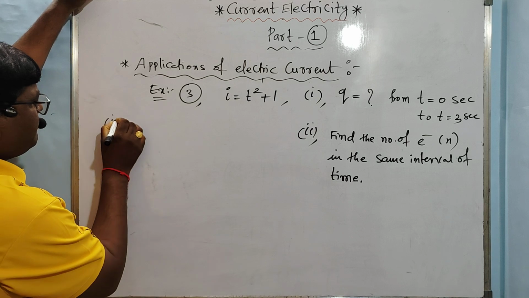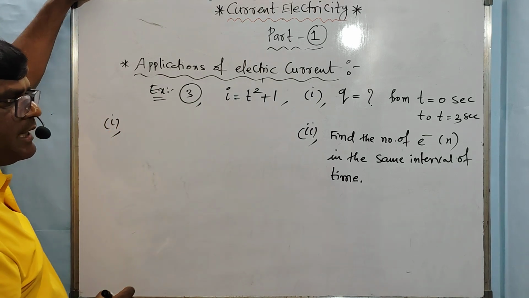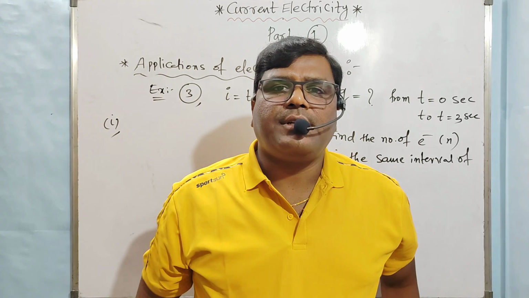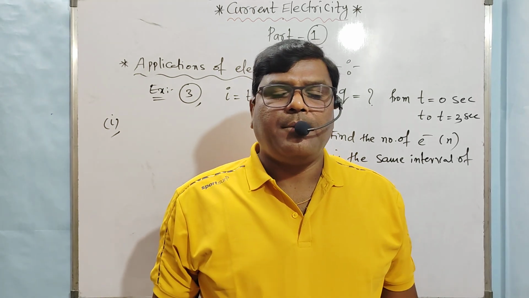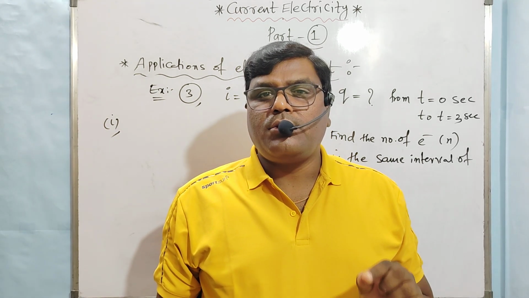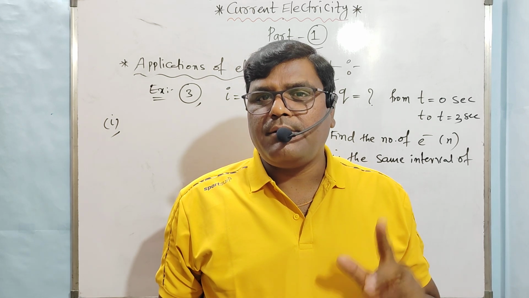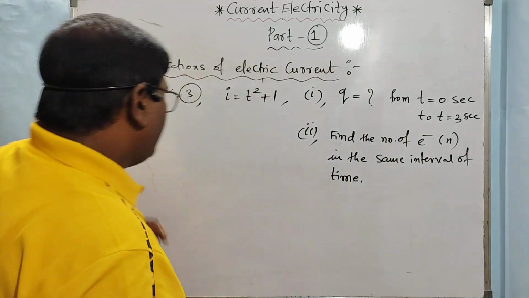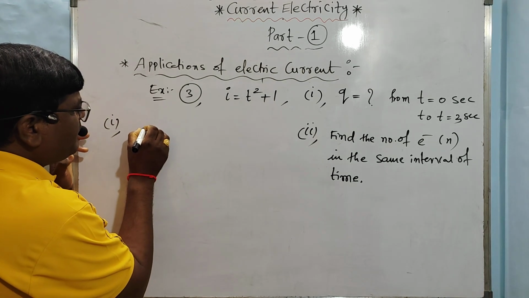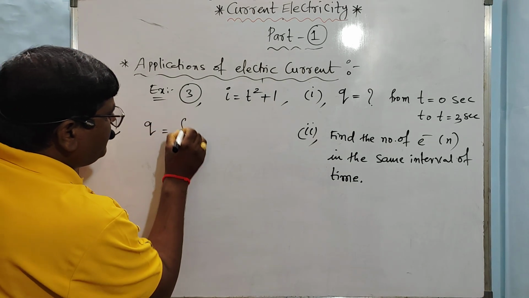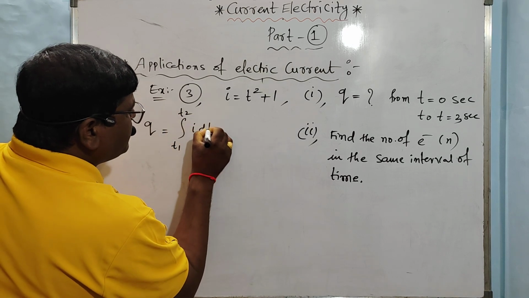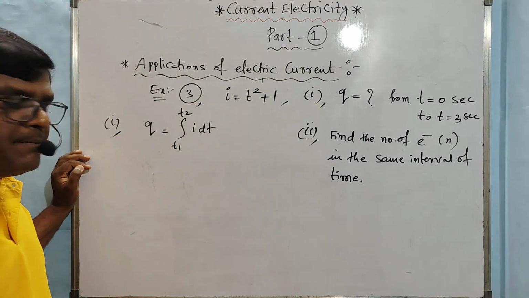So first one, number 1. Charge, how can we calculate? We know that when current is given in terms of time, we have to find the charge. What is the formula? Can you remember? Right? So Q is equal to integration from T1 to T2 of I into dt. This is the formula, we know that one.